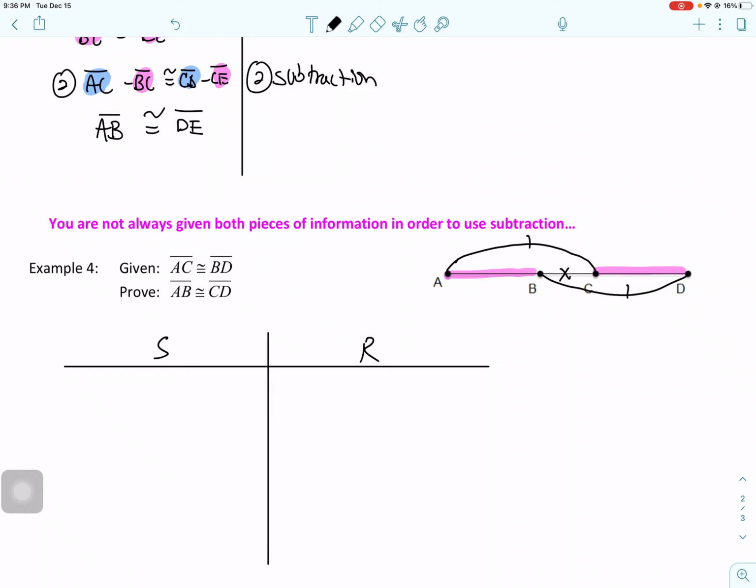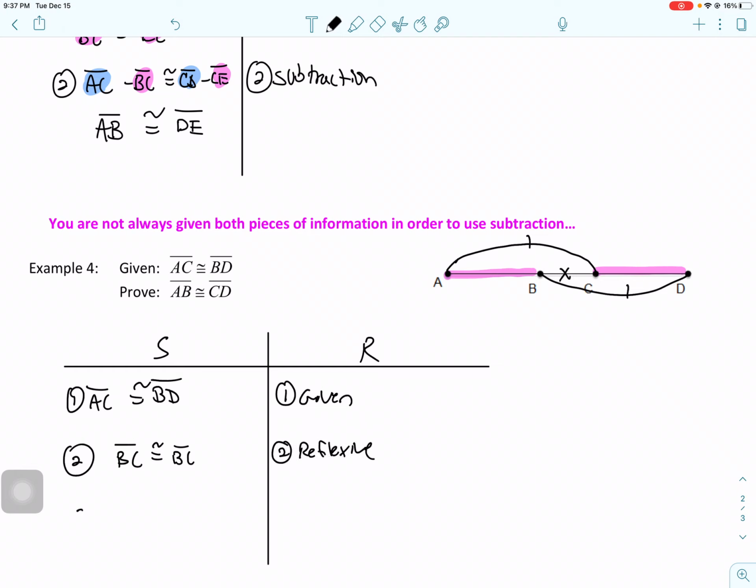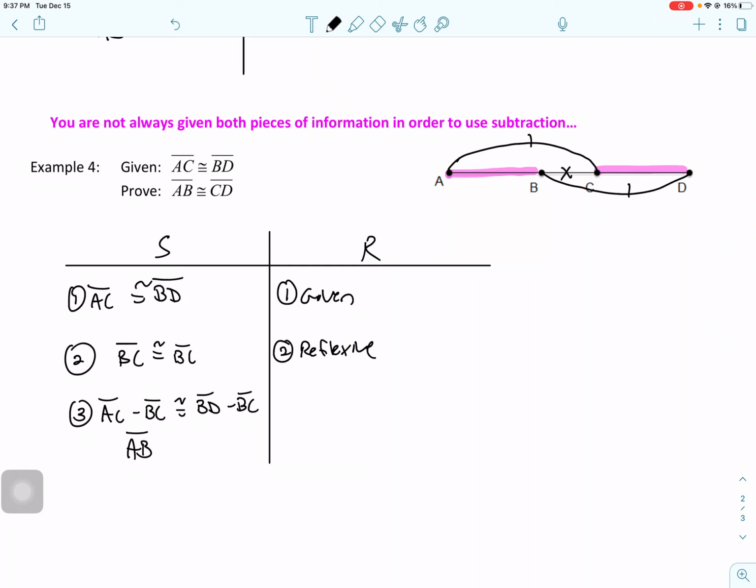Statement, reason. So step 1, restate the given. Step 2, we're using the reflexive BC. And then step 3, if you take AC and you subtract BC, it will be congruent to if you take BD and you subtract BC, which means what are we left with? We're left with AB on this side, and if you take BD and you cut out BC, you're left with CD on this side, which is great because that is what we wanted to prove, and we know this by subtraction.